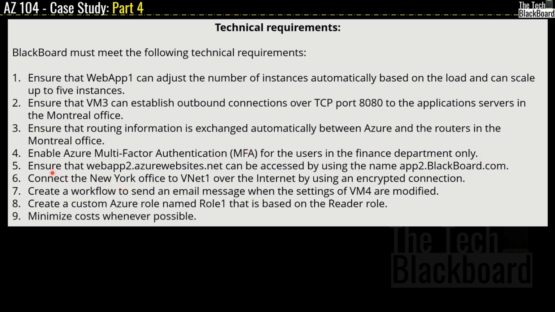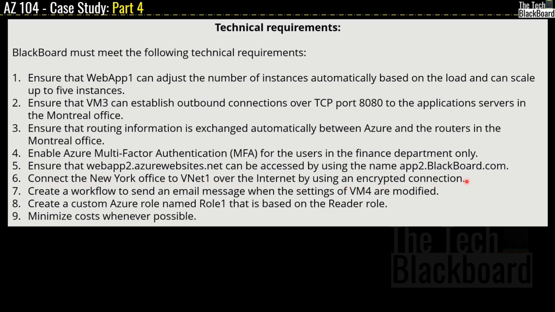Fifth one is ensure that webapp2.azurewebsites.net can be accessed by using named app2.blackboard.com. Moving ahead with the sixth one, it says connect the New York office to VNet 1 over the internet by using an encrypted connection.